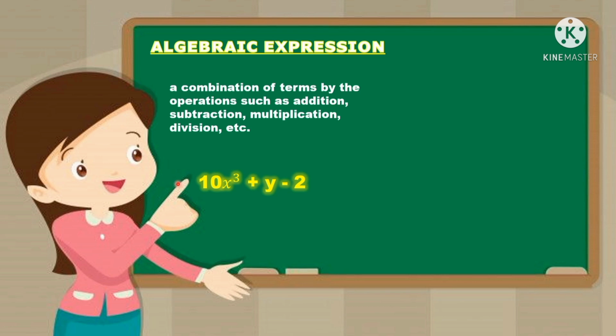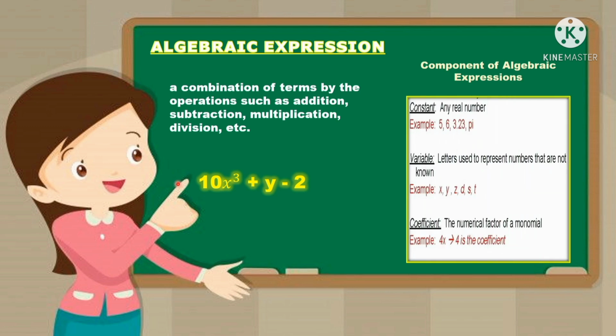What are the components of an algebraic expression? Algebraic expressions have components which are the constant, the variable, and the coefficient. A constant is any real number. For example, 5, 6, 3, 23, and pi. Pi is considered a constant because it has an approximate value of 3.1415.